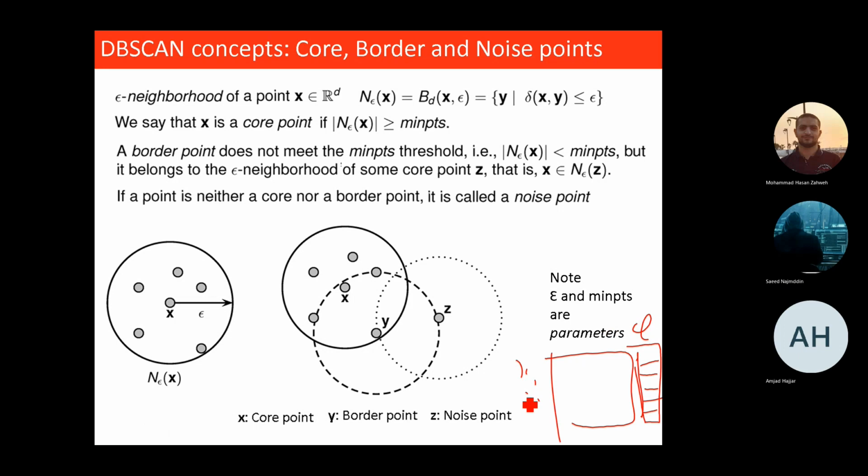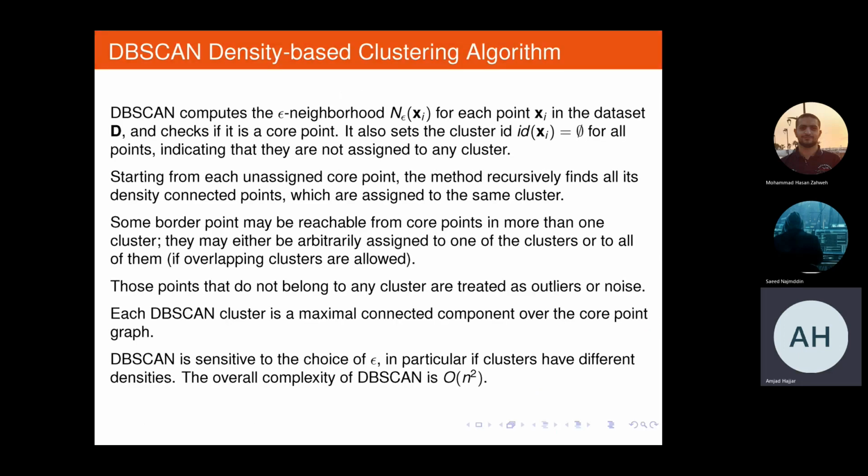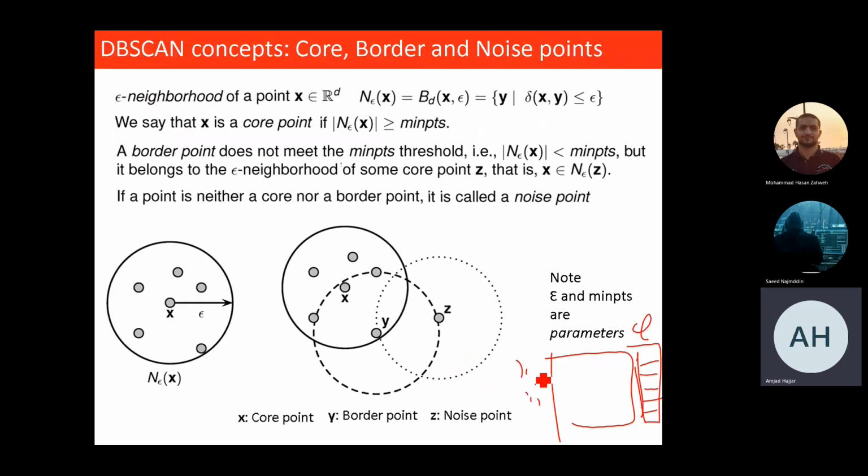Now, for each unassigned core point, let's check the core points. Is x1 a core point? Okay, I measure its neighborhood and count whether there are enough points in it. Well, x1 is a core point, right? So I will assign it cluster ID 1. So this is cluster 1. Okay, if it's not a core point, I move ahead.